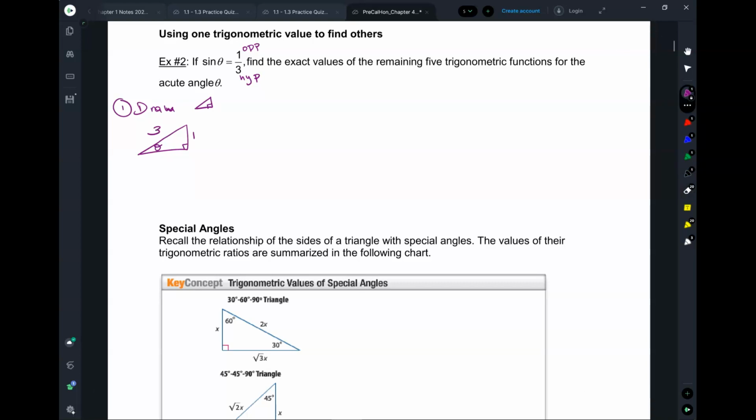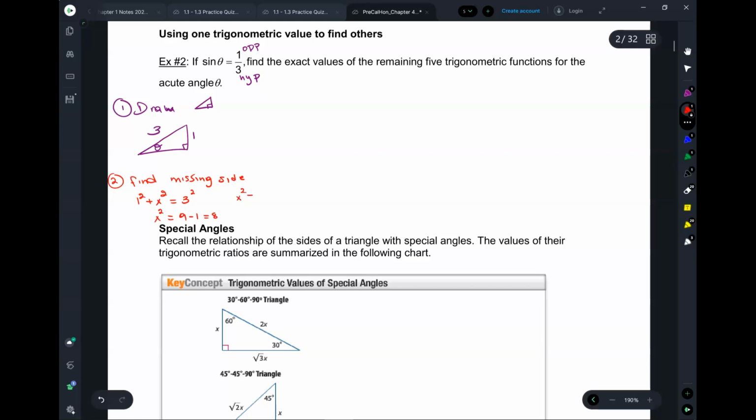Okay? Now, to find the other ratios, all we need to do is find the missing side. Yeah? So let's find the missing side. How do we do that? Is it 1 squared? Correct. 1 squared plus x squared is equal to 3 squared. So x squared is 9 minus 1, which is 8.